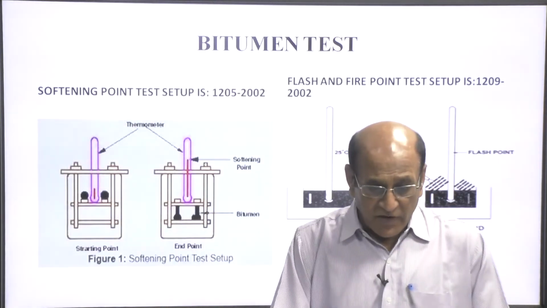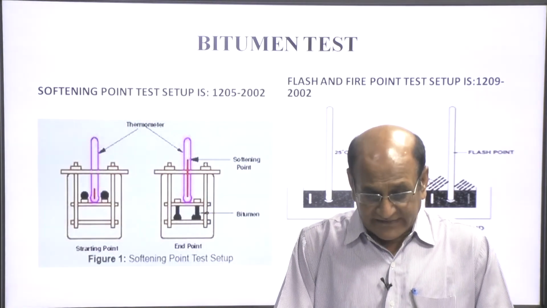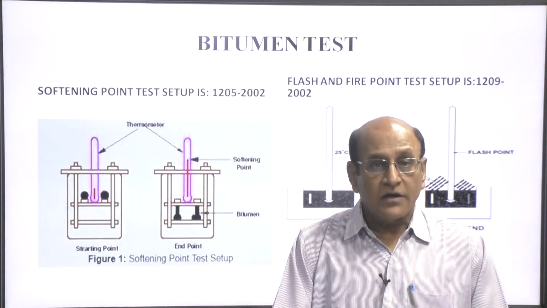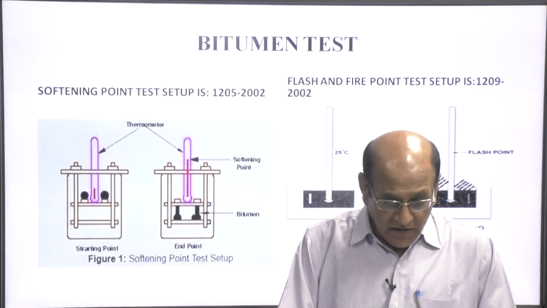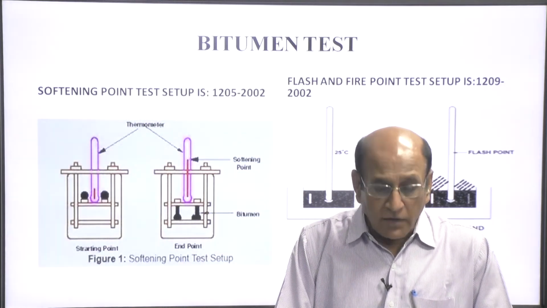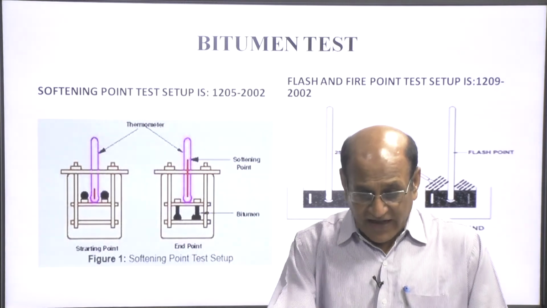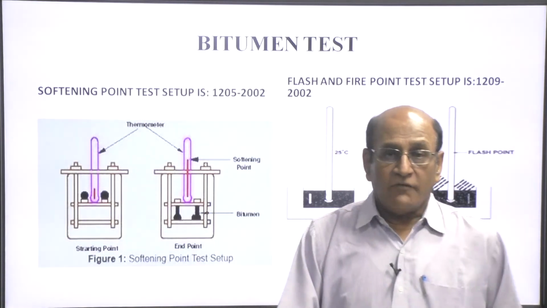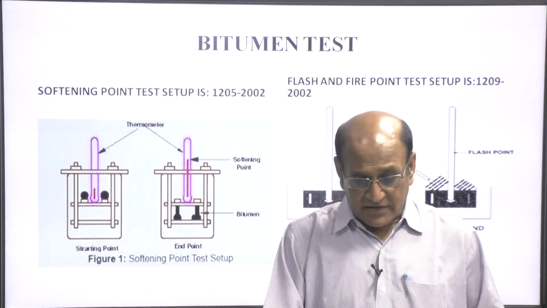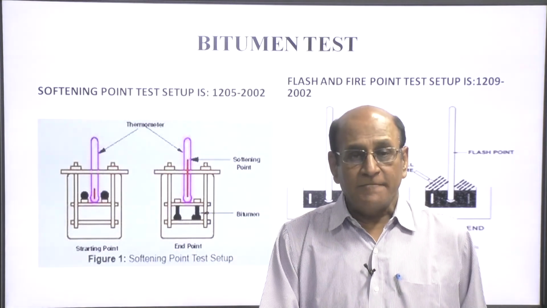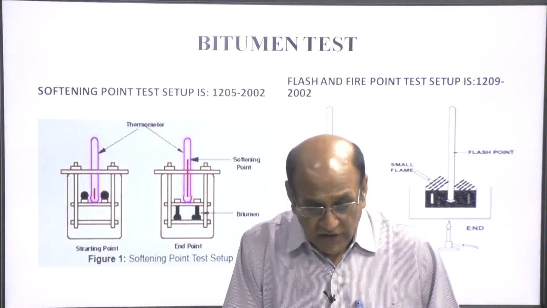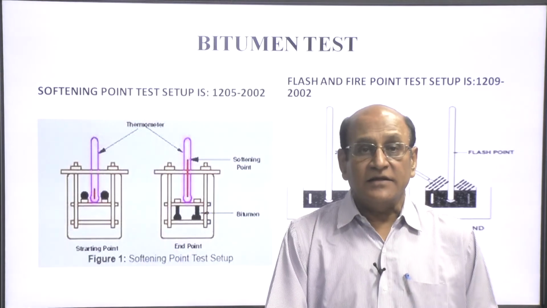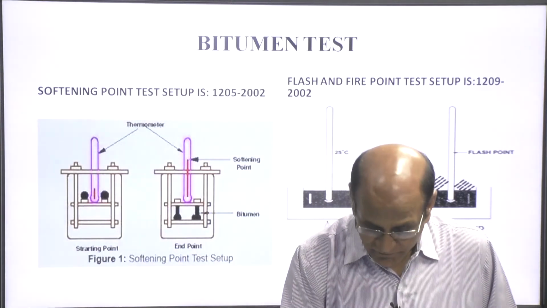So, this is the softening point test setup, in which the softening point is calculated. This is the flash and fire point test. The flash point is the minimum temperature at which, for a very small instant, there is a flash of fire, and at the fire point there is ignition.